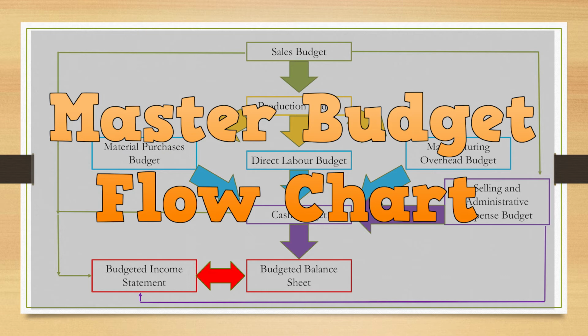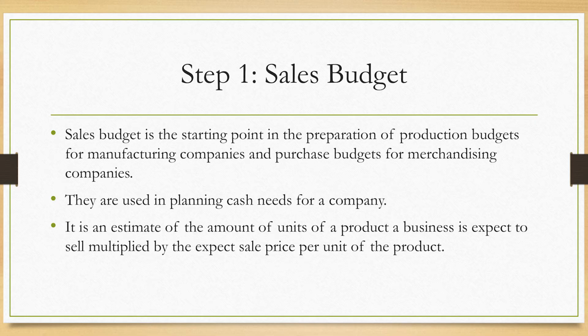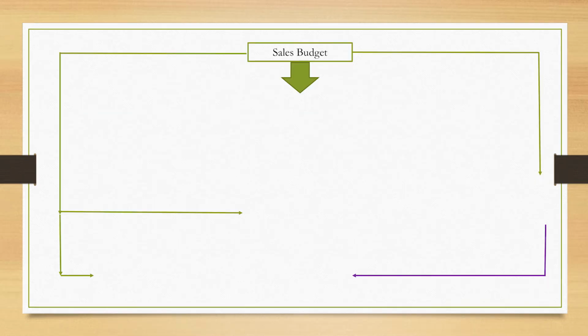Within the master budget, there are 7 steps, as I like to call them, and now I'll show you what they are individually. Step 1 is the sales budget. The sales budget is the starting point in the preparation of the production budget for manufacturing companies and purchase budgets for merchandising companies. They are used in planning cash needs for a company. It is an estimate of the number of units of a product a business is expected to sell multiplied by the expected sale price per unit. This will work out the sales budget.